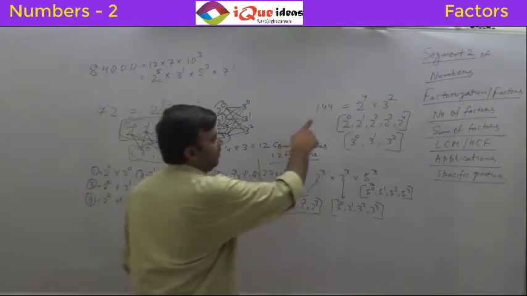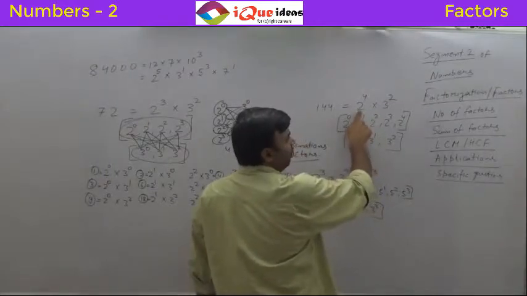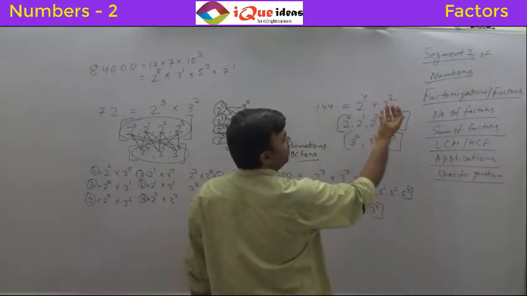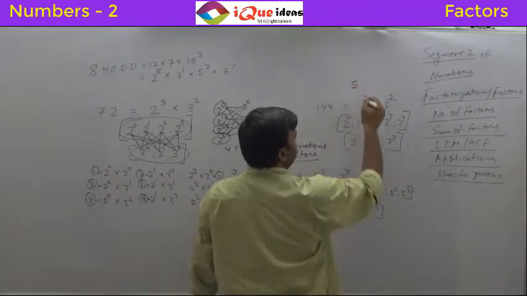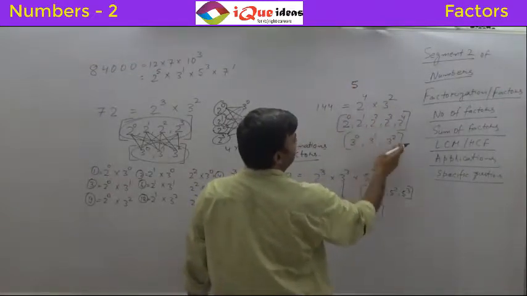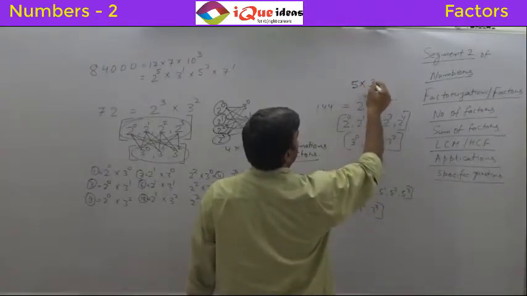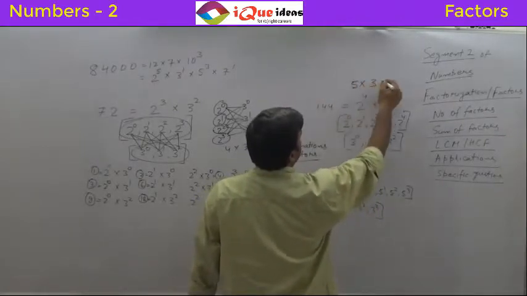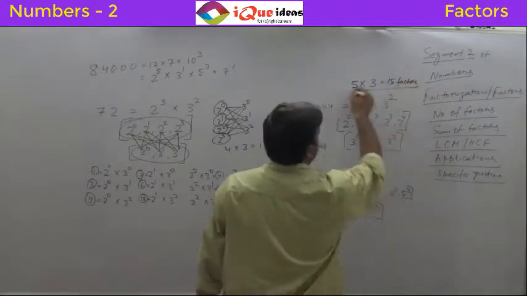Let's take the other numbers. For example, 144. We don't need to write this. We can simply count on our fingers. 2 raised to 4, 2 raised to 3, 2 raised to 2, 2 raised to 1, 2 raised to 0. So 5 possibilities for this. And for 3, 3 raised to 2, 3 raised to 1, 3 raised to 0. So 3 possibilities for this. Multiply, you will get 15. 5 into 3, that is 15 factors. So there are 15 factors for 144.